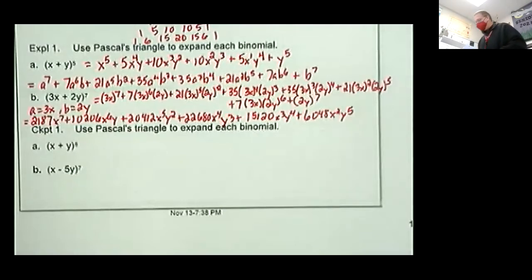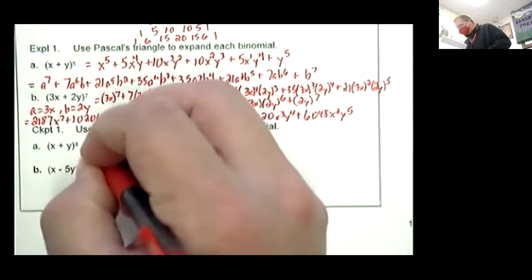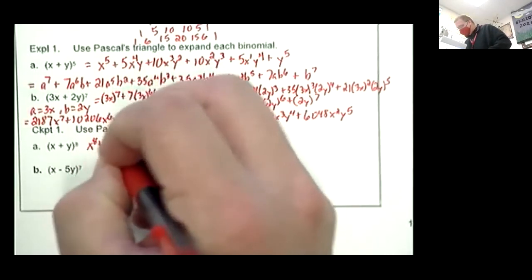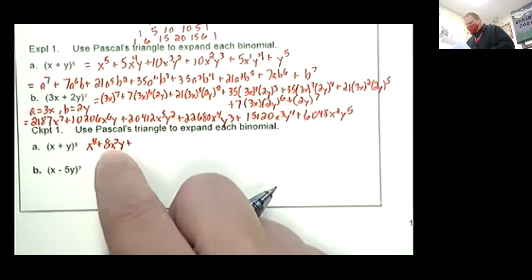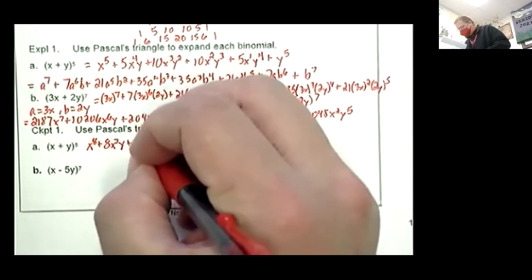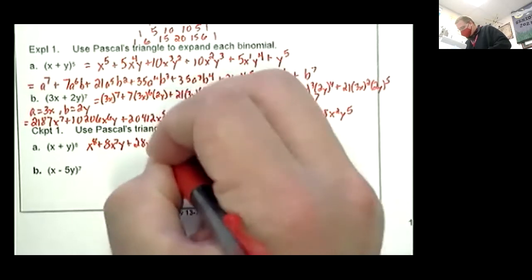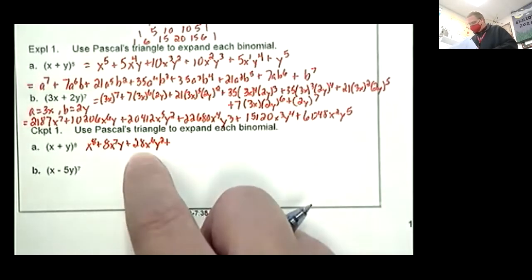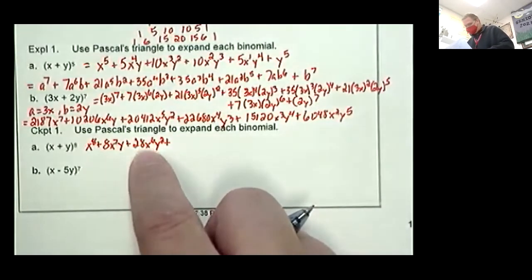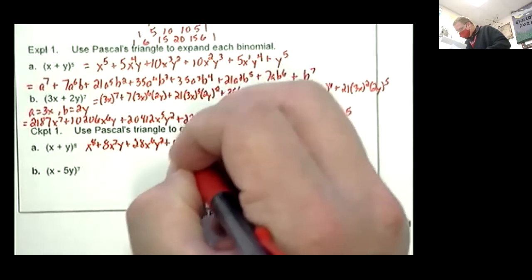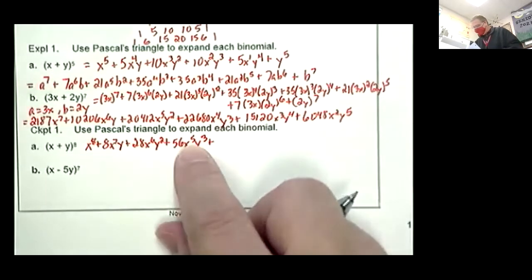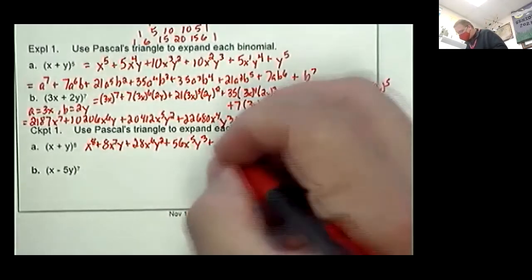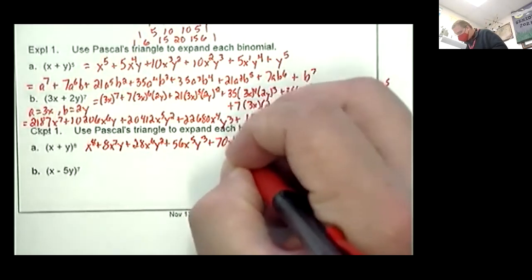And here we go. So we can use our pattern. This is x to the 8th plus 8 x to the 7th y. 8 times 7 is 56 divided by 2 is 28 x to the 6th y squared. 28 times 6 divided by 3 is 56 x to the 5th y cubed. 56 times 5 divided by 4 is 70, and that's x to the 4th y to the 4th.